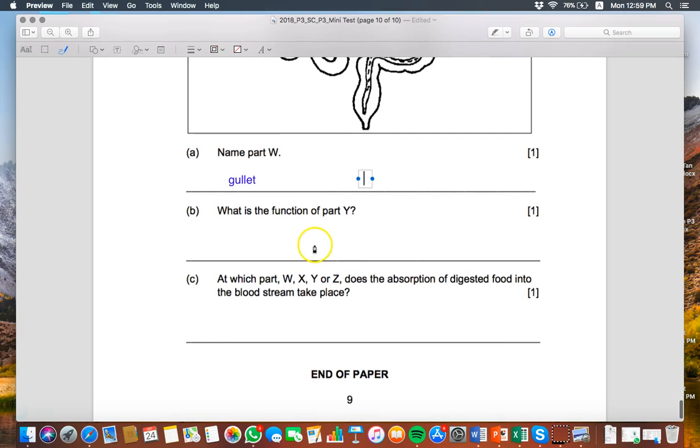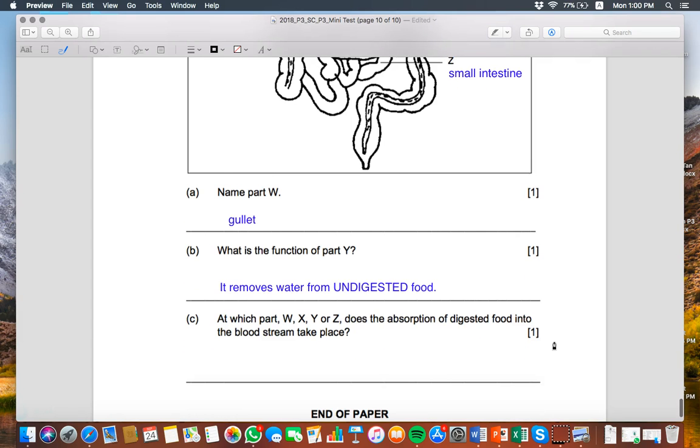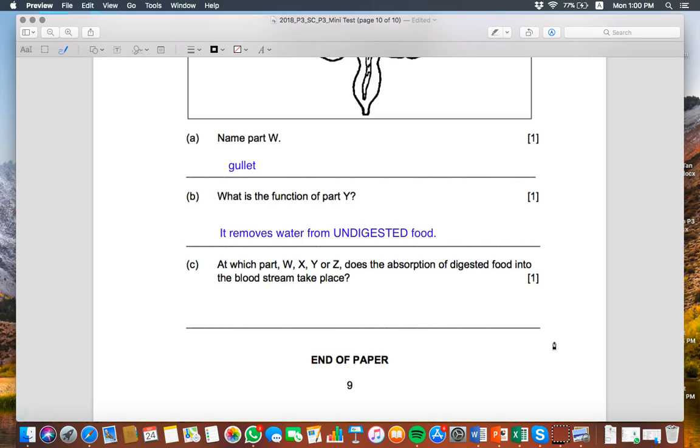So part W is gullet. What is the function of part Y? What is part Y? Large intestine. So what is the function of the large intestine? It removes water from undigested food. Take note, undigested food. You cannot say it removes water from the food. By the time it reaches the large intestine, it will be undigested food. So "undigested" must be present in your answer.